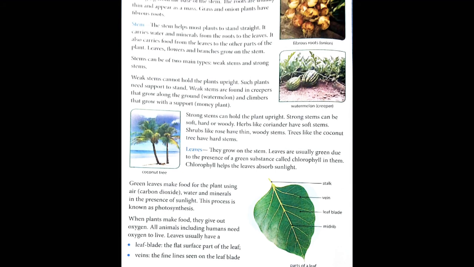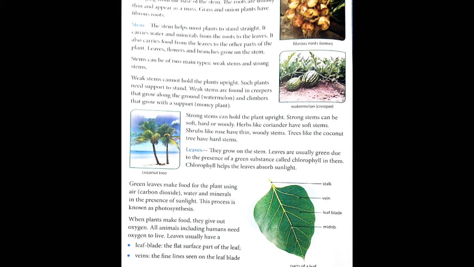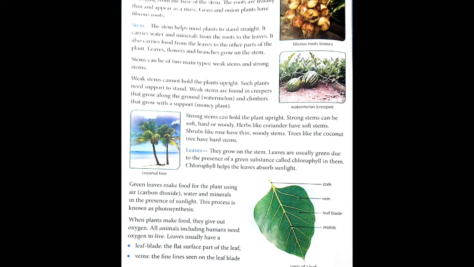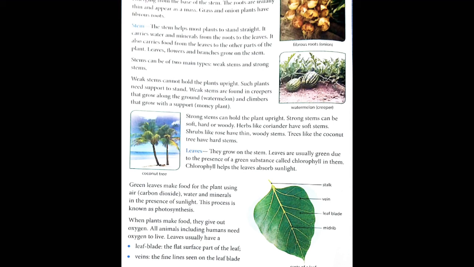Strong stems can be soft, hard or woody. Herbs like coriander have soft stems. Shrubs like rose have thin woody stems. And trees like coconut tree have hard stems. So now we have finished with the stem, we will start leaves.